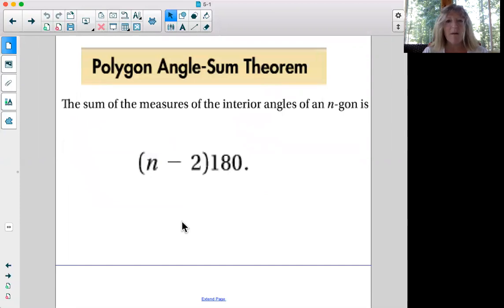The first theorem is the polygon angle sum theorem, which says the sum of the measures of the interior angles of any polygon that has n sides, or an n-gon, a polygon with n sides, you can find that sum by taking the number of sides minus 2 and then multiplying that difference by 180 degrees.